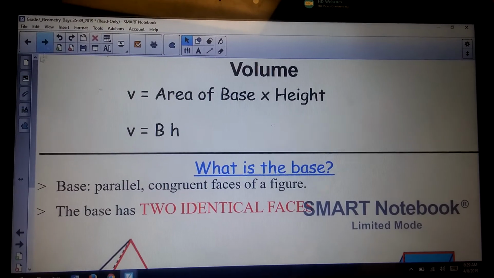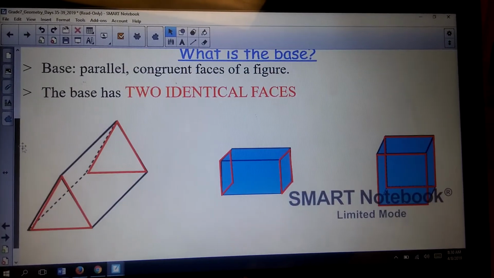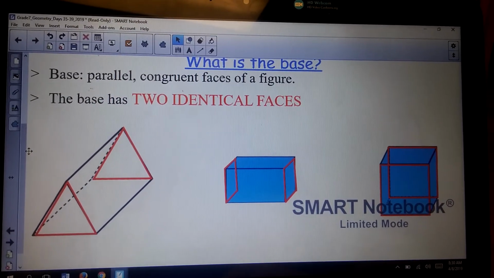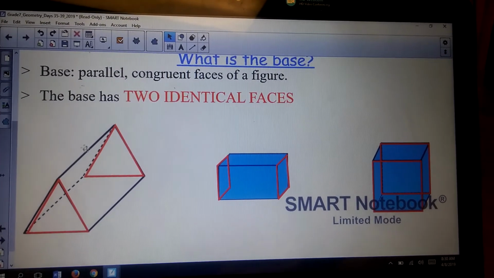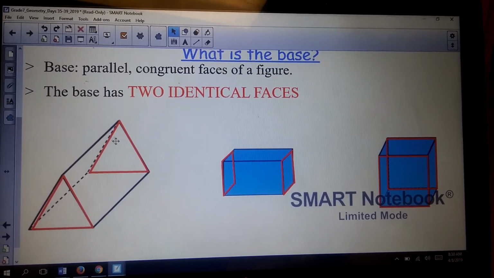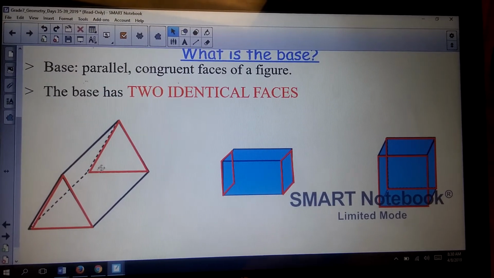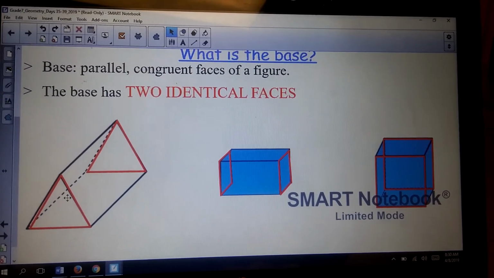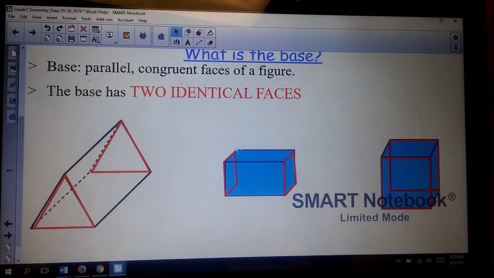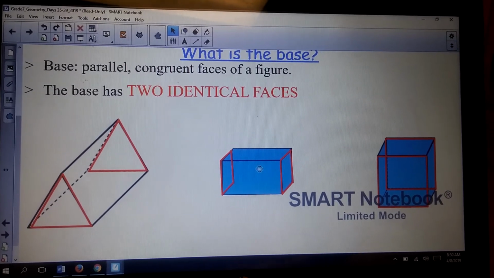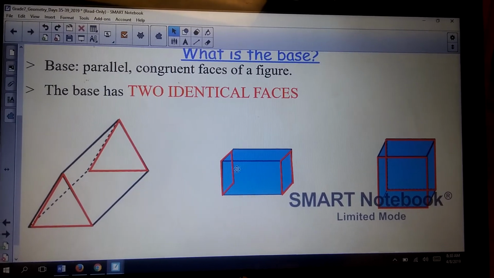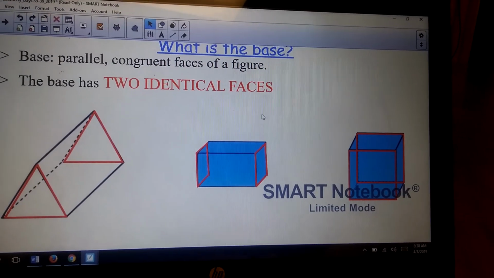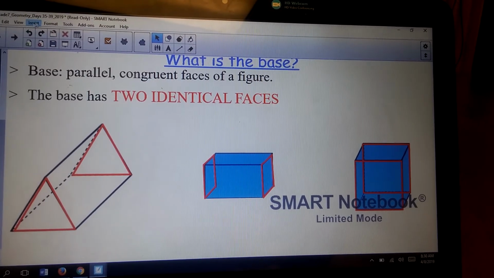Okay, so what is the base? The bases are parallel faces of a figure, and there are always two identical faces. So in this prism right here, the base of this figure is the triangle. There are two triangles that are exactly the same size, opposite each other. In this prism, these squares represent the base. There are 2 of them. They are opposite each other. And in this cube, all of these squares are the base because they're all the same size.